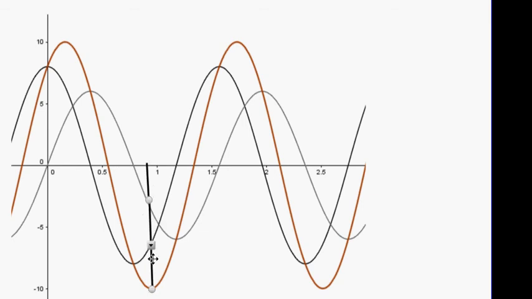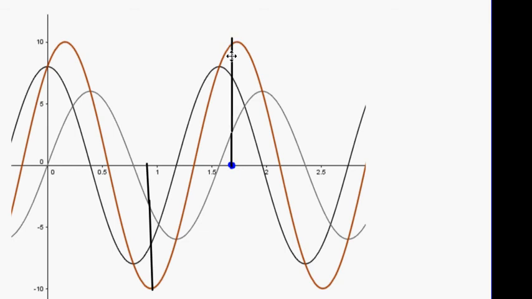Take any other point you want. Let's take this point here as an example. If I draw a line from this graph to this graph, it's that long. I draw a line from this graph to this graph, it's that long. If I add both y values together, it roughly produces the point of the new wave.